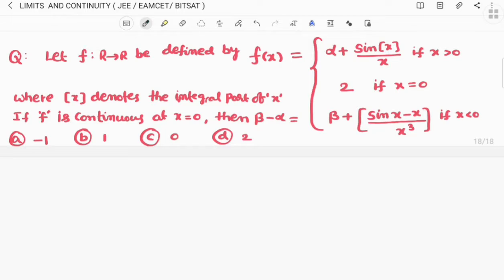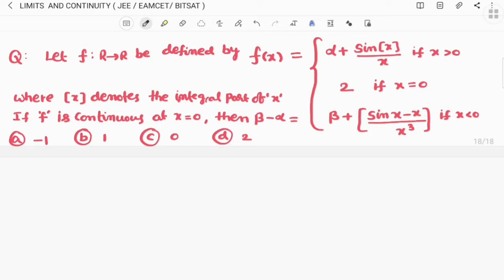The first question here. Let f from R to R be defined by f of x equal to alpha plus sine of step x by x if x is greater than 0, 2 if x is equal to 0, beta plus step of sin x minus x by x cube if x is less than 0, where step x denotes the integral part of x. If f is continuous at x is equal to 0, then beta minus alpha value equals, options: minus 1, 1, 0 and 2.